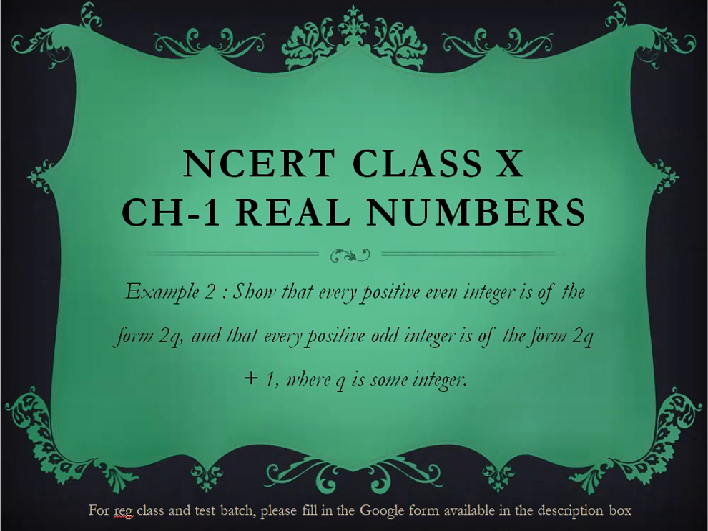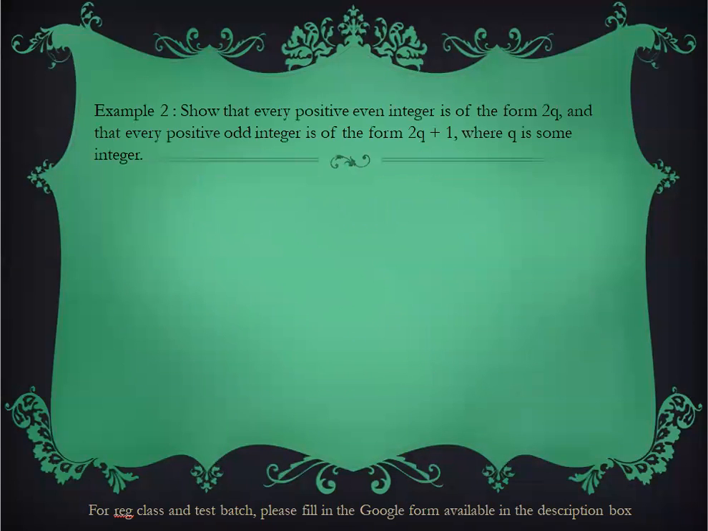Hello students, in this video we are going to see example number 2 of real numbers. So first let's read the question. Show that every positive even integer is of the form 2q and that every positive odd integer is of the form 2q plus 1, where q is some integer.